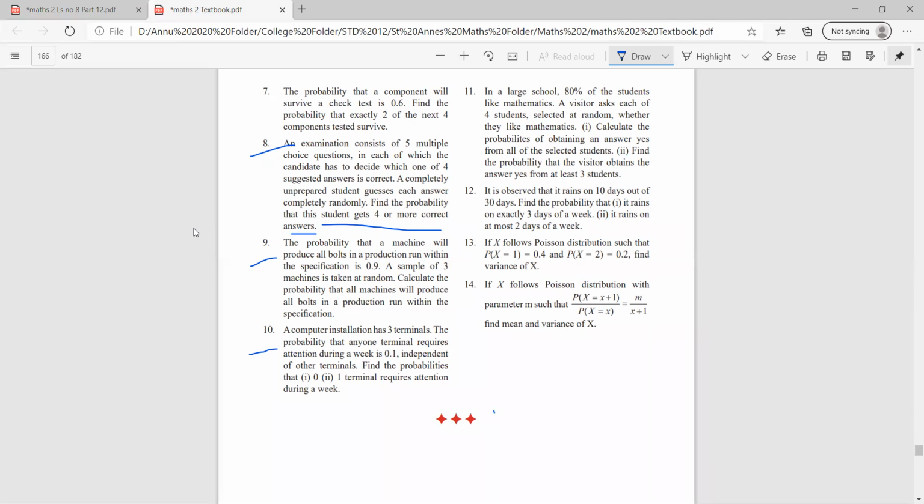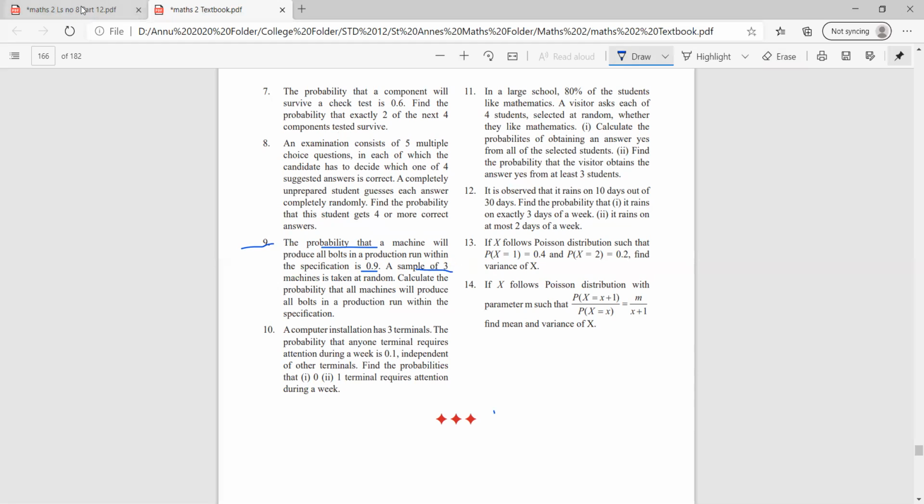The probability that a machine will produce all bolts in a production run within the specification is 0.9. A sample of 3 machines is taken at random. Calculate the probability that all machines will produce all bolts in a production run within the specification. So again, they are asking that all the bolts produced will be within the specification. And the success rate, the probability, is also given to you all, that is 0.9. And how many machines are available at random?